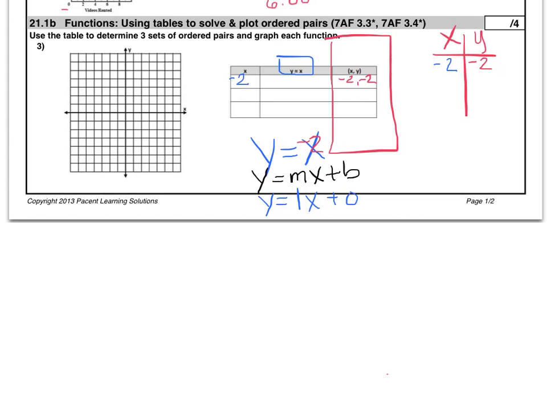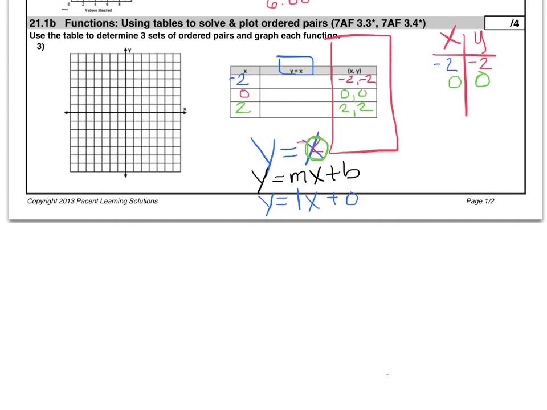Okay, so now we're saying, what if I plug in 0? Let me change my color for a minute. Okay, so if I plug in 0 here, what's Y? Well, Y is 0. So when X is 0, Y is 0, which makes the point 0, 0. Okay, same thing. If I plug in a +2, what do I get out? I get out a +2. Well, now we have 3 points that we can use to graph.